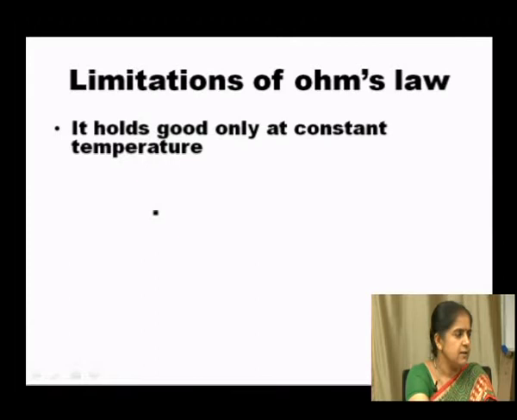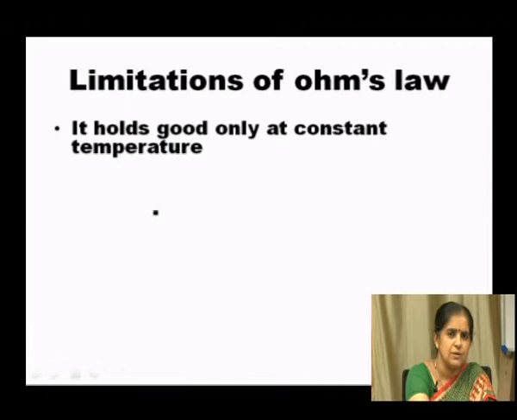Ohm's law holds good only at constant temperature. This is one of the foremost important conditions which has to be satisfied before applying Ohm's law. Just look into the statement of Ohm's law, which states that at constant temperature. If the temperature is varied, we cannot apply this law. If there is any variation in the temperature of the conductor in the circuit, then Ohm's law is not at all applicable. Therefore, temperature plays an important role in the application of Ohm's law.